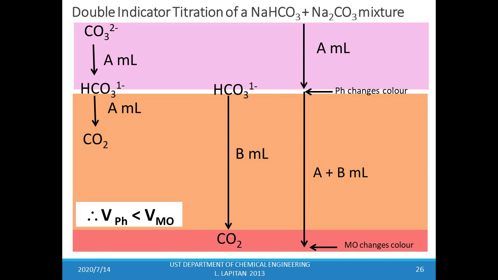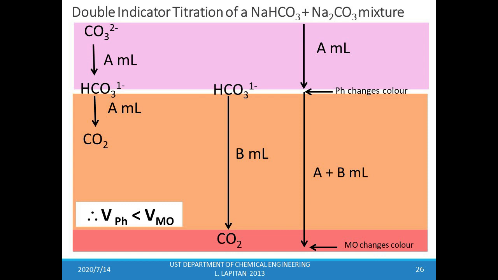Now let us try to analyze the volumes of the titrant acid that was used up for the first and second reaction. It is clear that the volume of the acid required to change the phenolphthalein color is A mL, while A plus B mL is required to change the color of the methyl orange. Therefore, if the volume of the acid required to change the phenolphthalein color is less than the volume of the acid required to change the methyl orange color, then we have a mixture containing sodium bicarbonate and sodium carbonate.